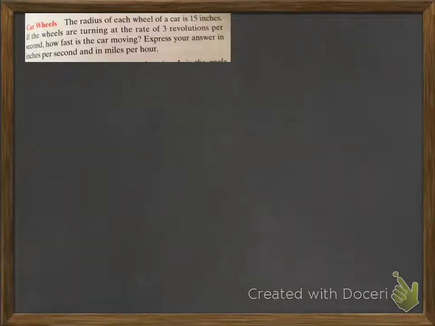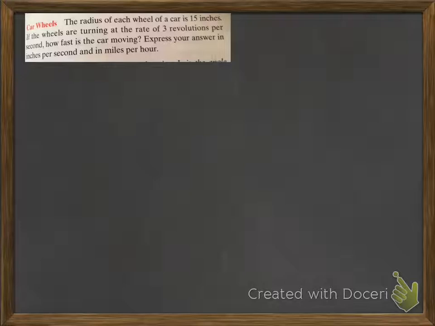Okay, now in this example we're once again dealing with linear and angular velocity. This time we're asked to find the linear velocity. We're given the angular velocity. It says the radius of each wheel of a car is 15 inches. If the wheels are turning at a rate of 3 revolutions per second, how fast is the car moving? Express your answer in inches per second and in miles per hour.